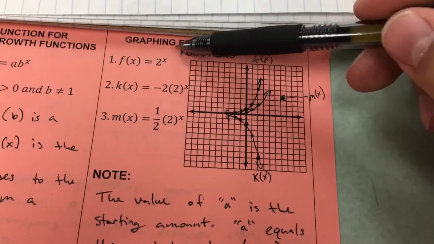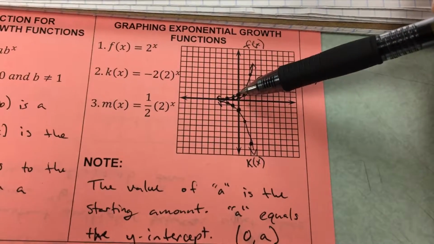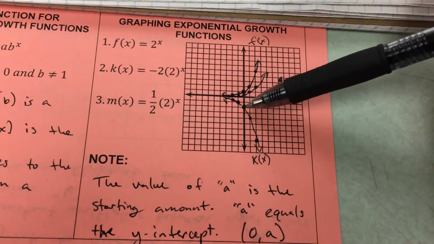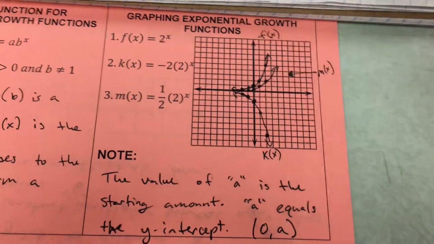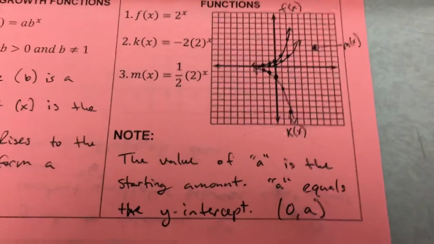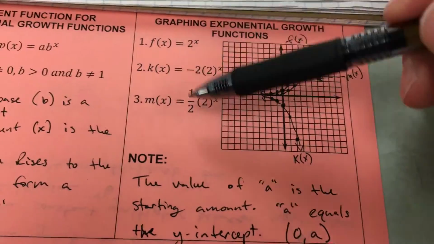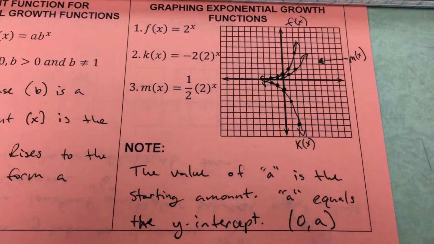And let's see if that's true. Here our A is 1, and on the graph our A is 1. Here our A is -2, on the graph it's -2. Here our A is 1/2, and on the graph our y-intercept is 1/2. So it's true on all the examples, and in fact it's true all of the time. So whatever your value for A is in your function, that's what your y-intercept is going to be.